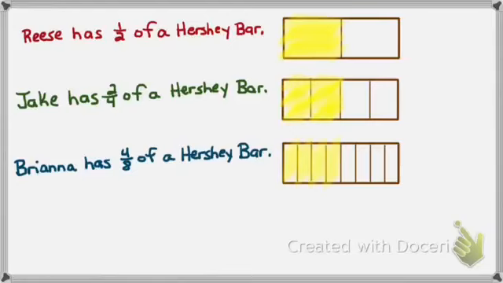Seems like Brianna has more, and she does have more little pieces, but does she actually have more chocolate? No, because Brianna has the same amount of chocolate as Jake, and she also has the same amount of chocolate as Reese. It's more little pieces, but it's still the same total amount of chocolate. They have equivalent amounts of chocolate. So 1/2 is equivalent to 2/4, and it's equivalent to 4/8, even though they look different. So Reese has 1/2 of a Hershey bar. Jake has 2/4 of a Hershey bar.